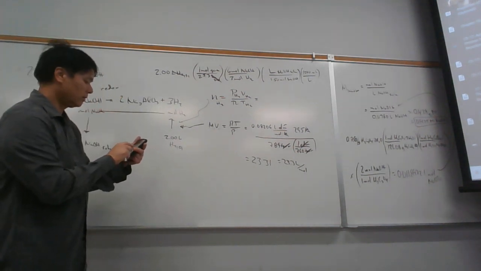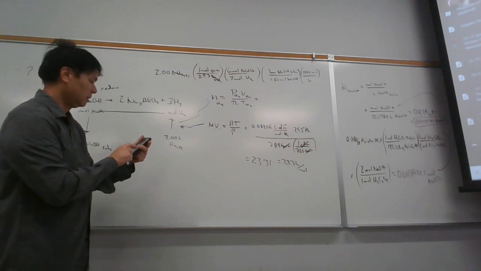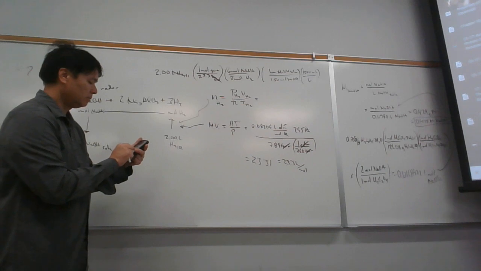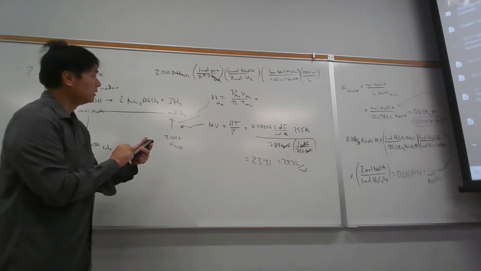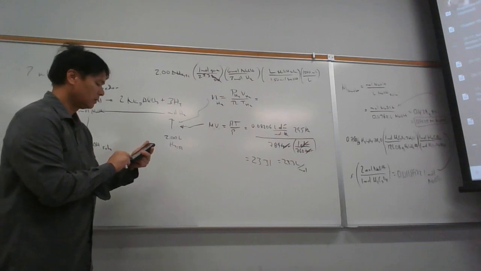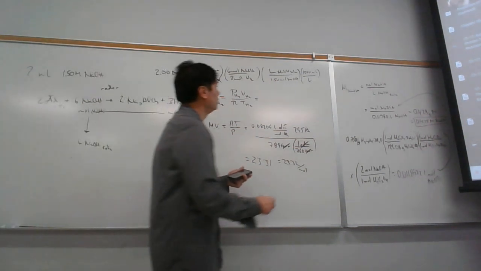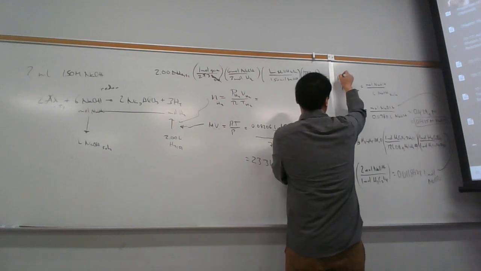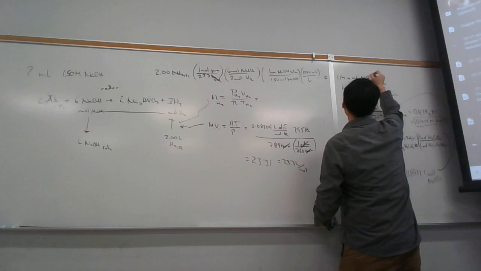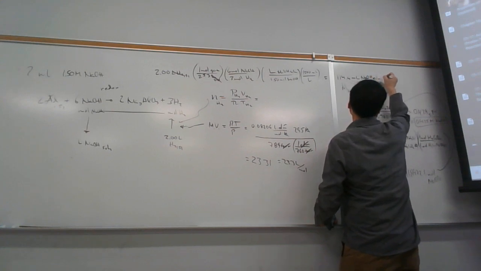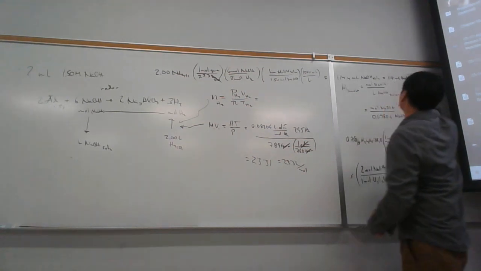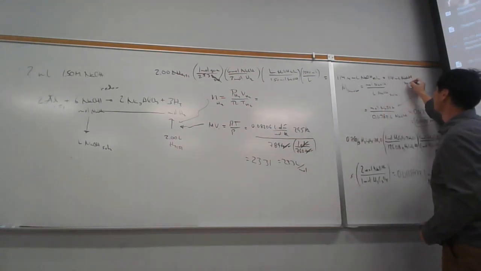So this is going to be 2 divided by 23.3 times 6 divided by 3 divided by 1.5 times 1,000. That's 114 milliliters of sodium hydroxide solution. So 114 milliliters of sodium hydroxide solution.